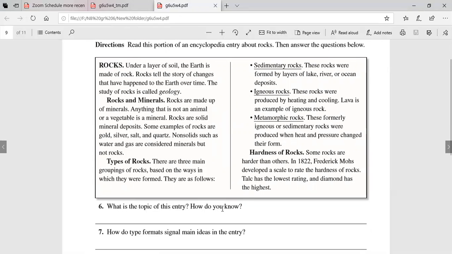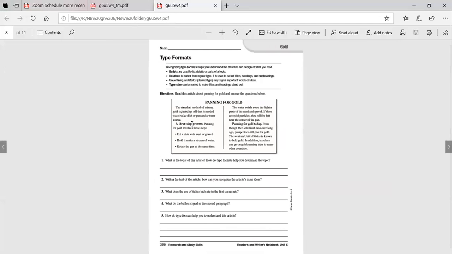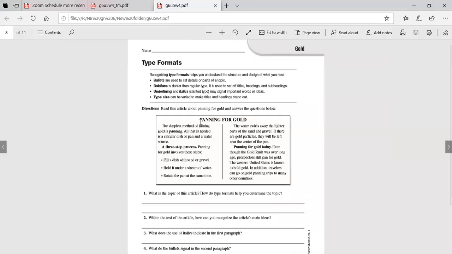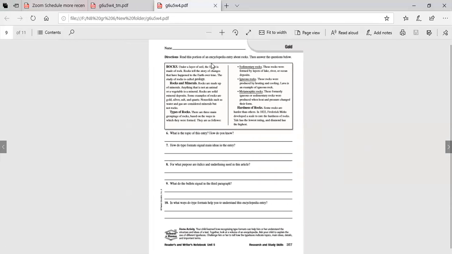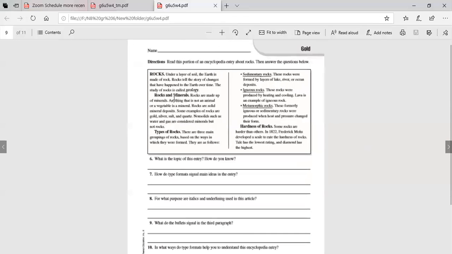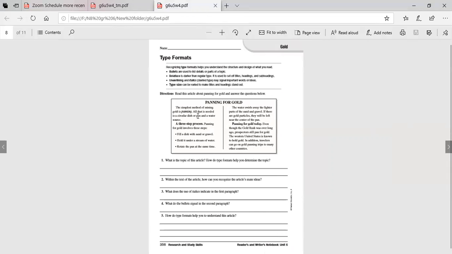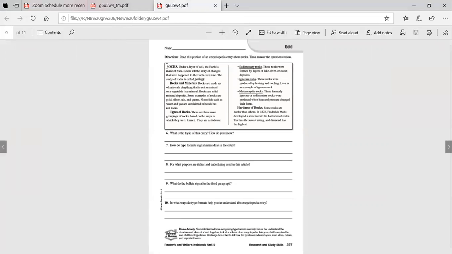The topic of this entry. As you can see here, the topic of this entry stands out. But here, in this case, the topic doesn't stand out. So what will you say? In this case, how would you know? The topic and this other topic have something in common: the type size is capitalized. So here we definitely point at this one, rocks, to be the topic because it is capitalized.